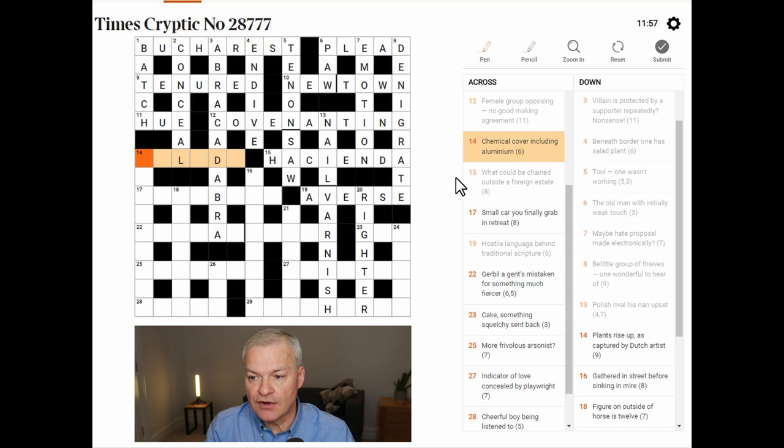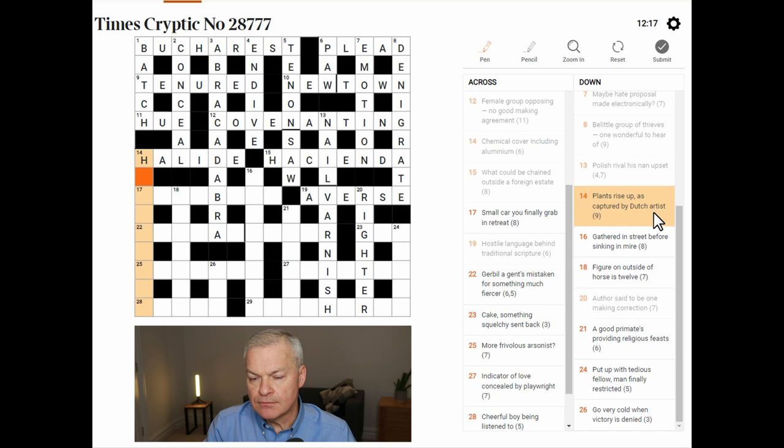Chemical cover, including aluminium. Yeah, this is halide. Halide is a chemical. Cover is hide. Including aluminium, including Al, the chemical symbol for aluminium.